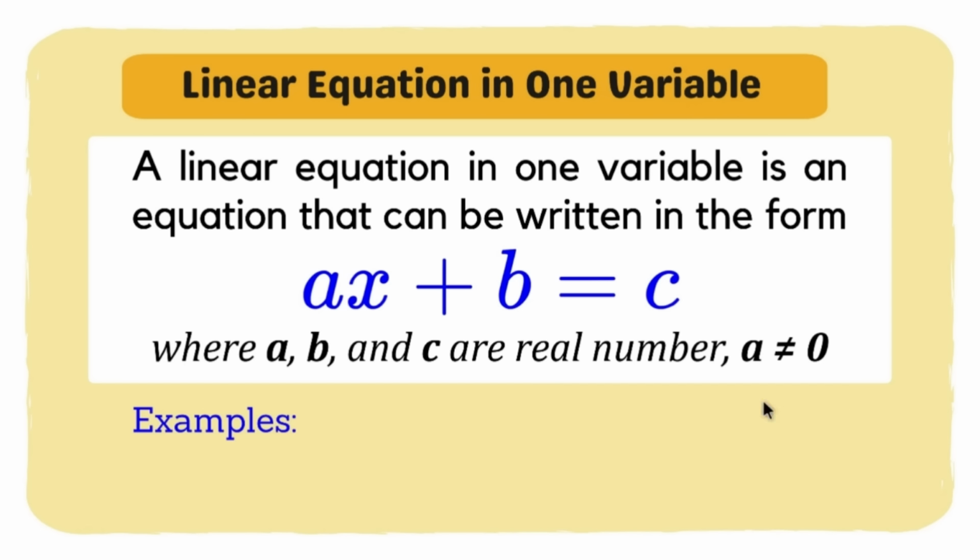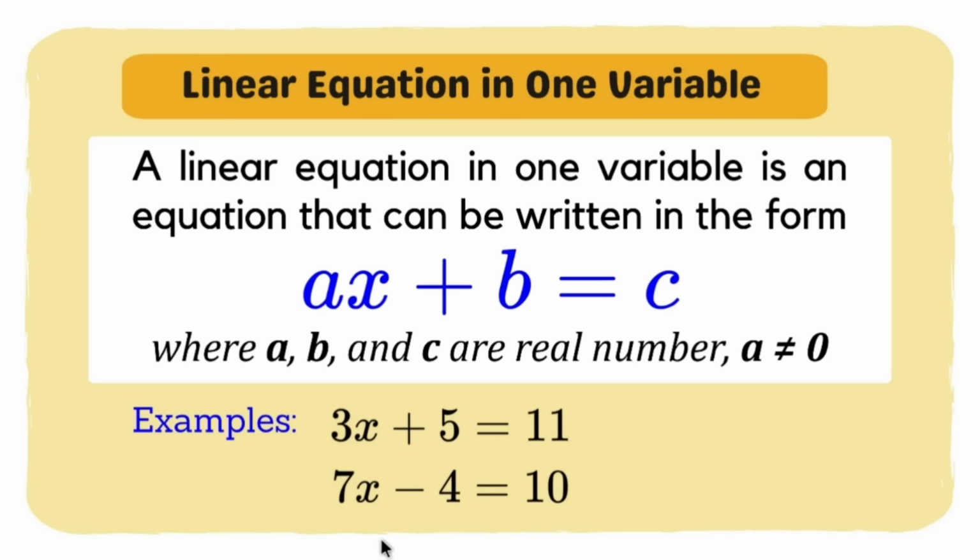Let us have examples. Halimbawa, we have here 3x plus 5 is equal to 11. So is this in the form ax plus b is equal to c? Yes, because we have here the variable x. And then ano po ang value ng a natin? We have here 3. And then 5 as our b, and then 11 as our c. So they are all real numbers. Hindi naman po 0 yung ating first coefficient.